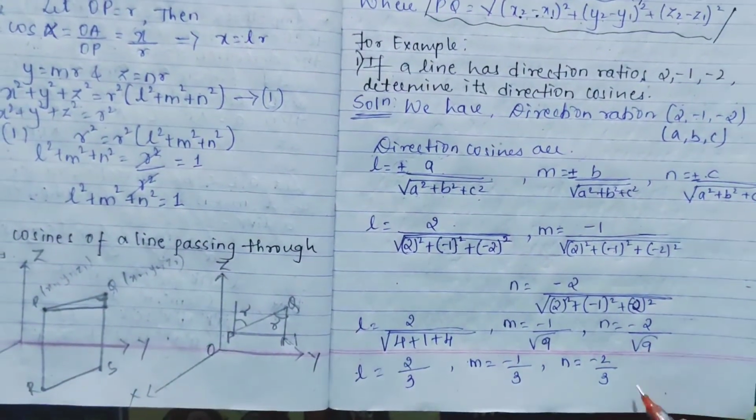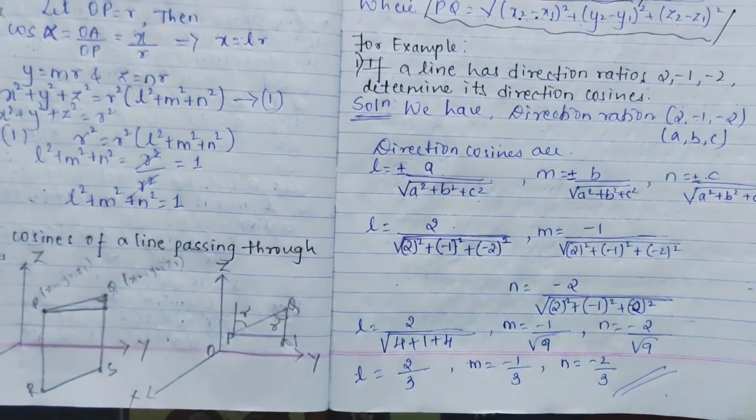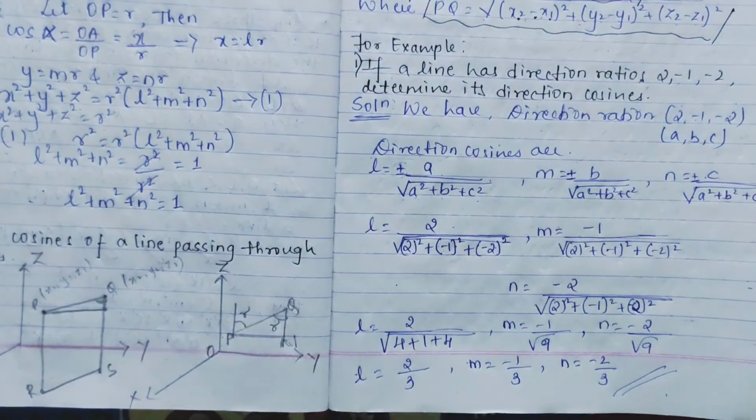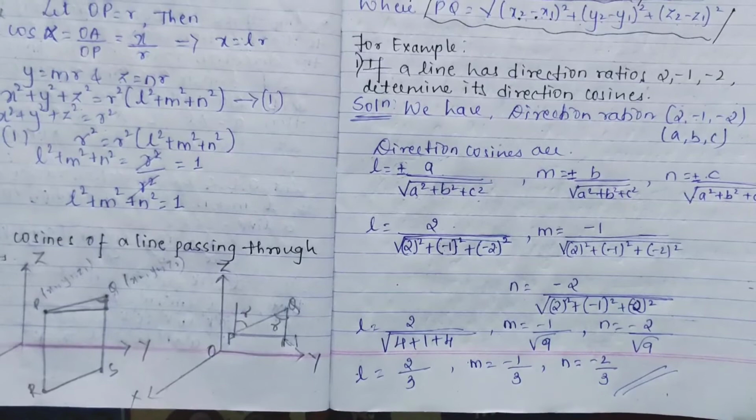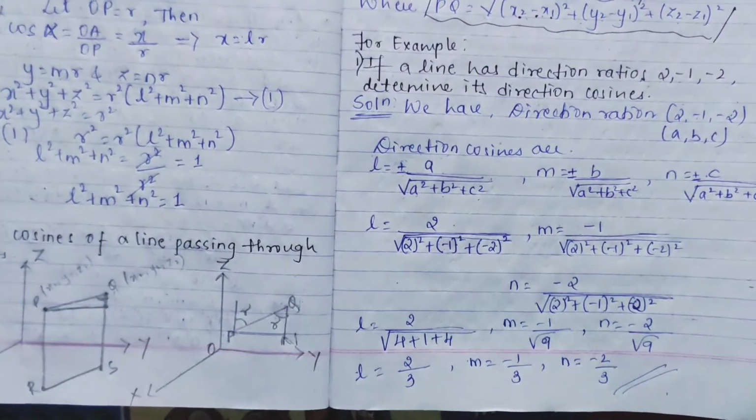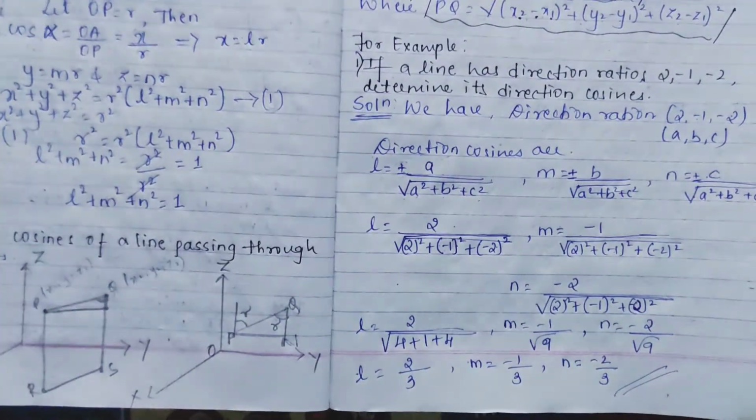Just you have to just remember this part. Your direction cosines, how it is given, your direction ratios, how it is given. That's it. Then it is very easy to do. Pause the video to note it down.